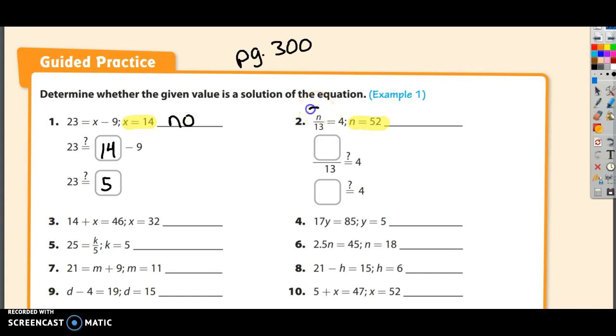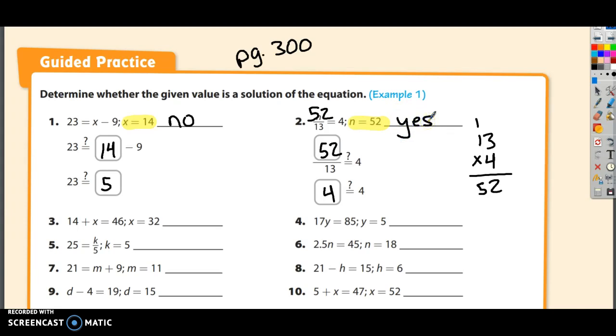How about number 2? n is equal to 52. So we're going to take n out and replace it with 52. And 52 over 13 means 52 divided by 13. And how many times does 13 go into 52? We could actually check that right here by multiplying. 4 times 13, is that 52? 4 times 3 is 12. 4 times 1 is 4, plus 1 is 5, so 52. So 52 divided by 13 is 4. 4 equals 4, the answer is yes.